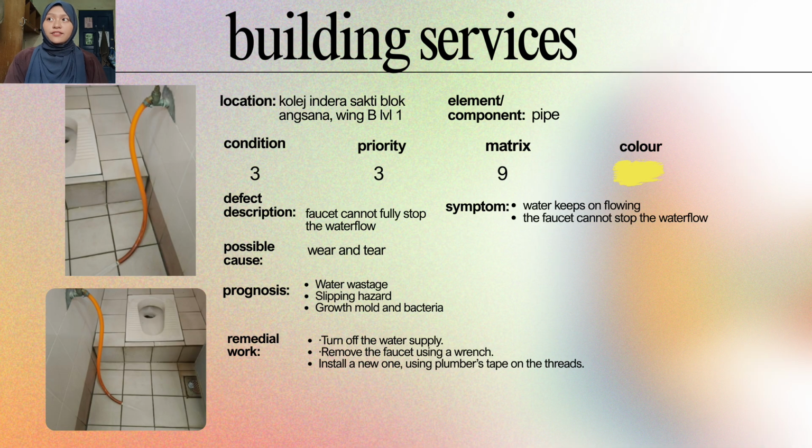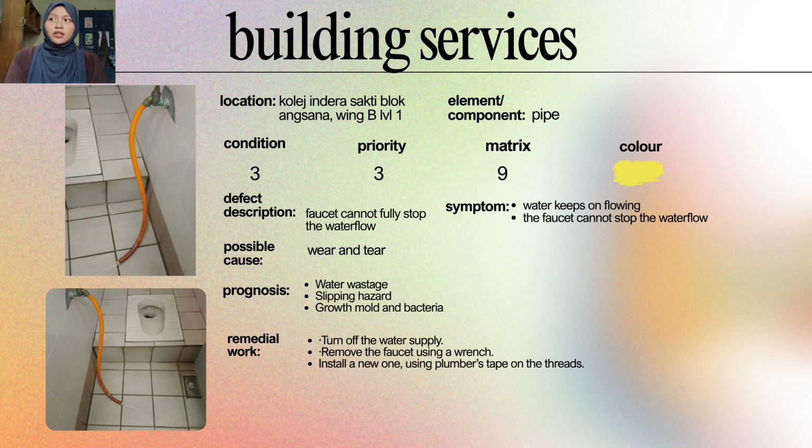Next is building services. The defect that I found at College Indra Sakti, Block Angsana, Wing B, Level 1. The element is pipe. The condition of this defect is 3, which is urgent. The priority is also 3, urgent. Matrix 9. The color is yellow, fair.